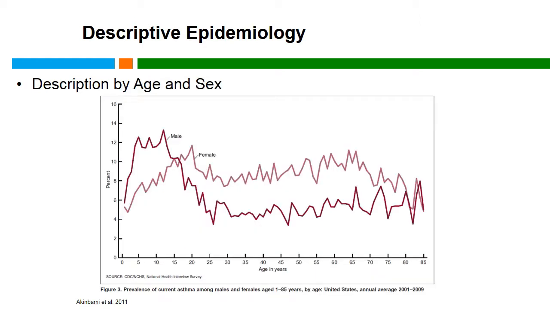Here's another descriptive epidemiology example. This figure shows the prevalence of asthma by age and sex, and interestingly, early in life, the prevalence of asthma is higher among boys compared to girls. This changes beginning in adolescence, and by age 16 to 18, and then continuing throughout adulthood, the prevalence of asthma is higher among women compared to men.